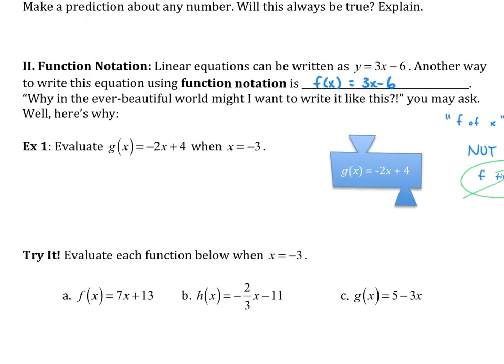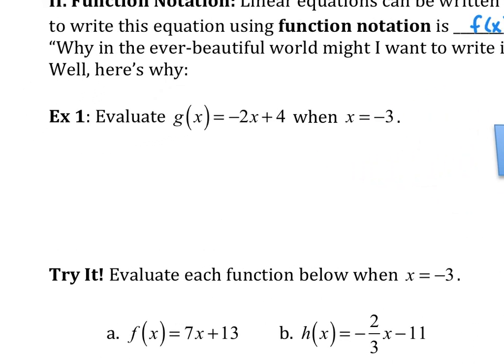So if I'm going to evaluate g of x, and notice I changed the letter, it's just a different name, like g of x, h of x, t of x, whatever we want. That means I'm giving the whole thing a name. This function is called g. All we do is take the negative 3 and substitute it into here and here. So g of negative 3 is equal to negative 2 times negative 3 plus 4.